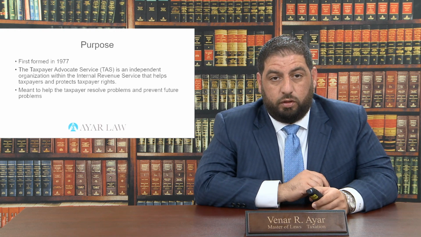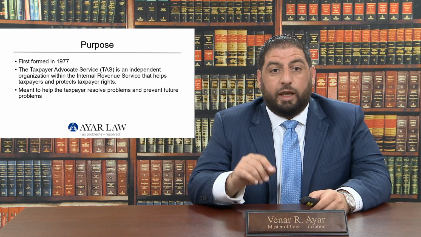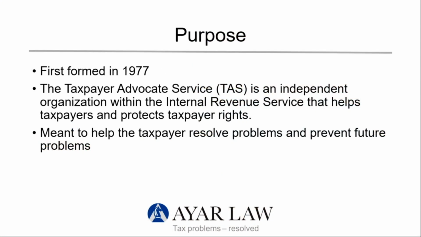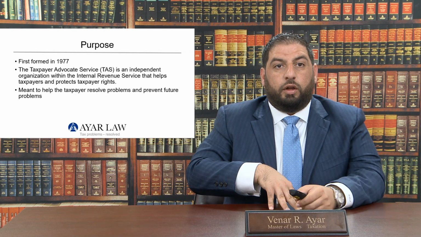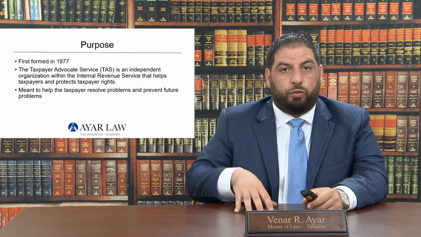Okay, and then the fifth and final department of the IRS I want to talk about today is called the Taxpayer Advocate Service. It was first formed in 1977. It's an independent organization within the IRS, but their job is to represent taxpayers and to help taxpayers protect their rights. So even though they work for the IRS, they're one of the good guys, so to speak. They are meant to help taxpayers resolve problems and prevent future problems.